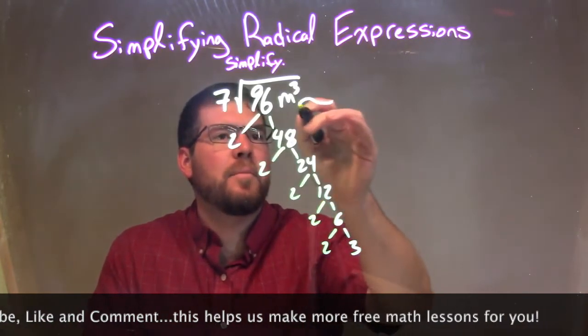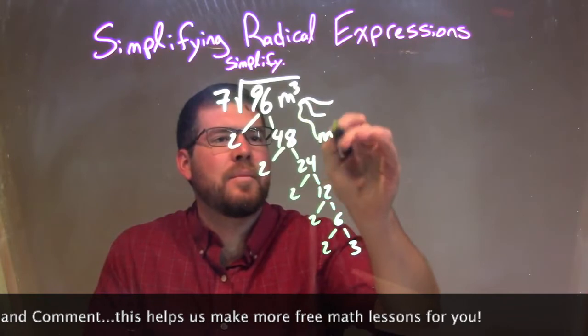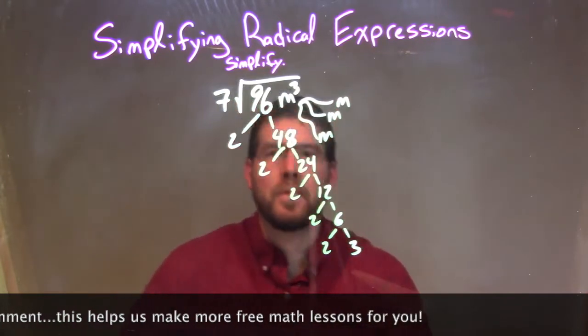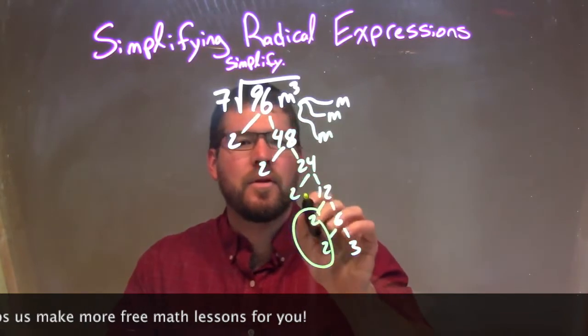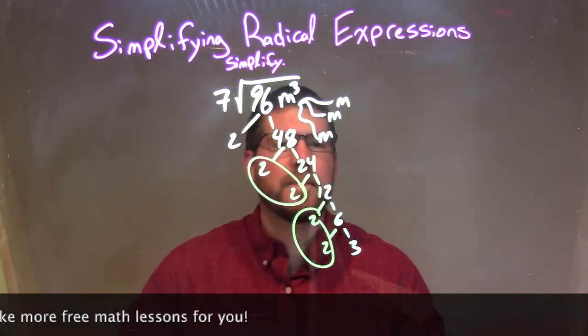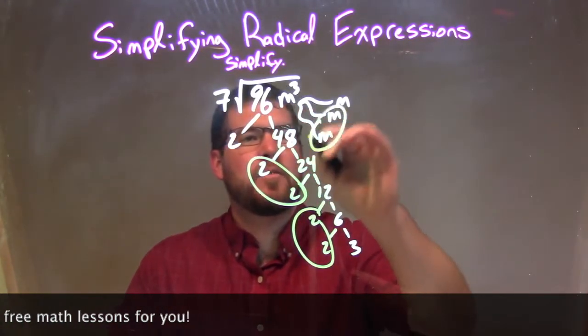Okay. M to the third is m times m times m. Okay. So now let's go circle some pairs. We have a pair of 2's right here. We have another pair of 2's. Okay, and that's it. And then we have a pair of m's as well.